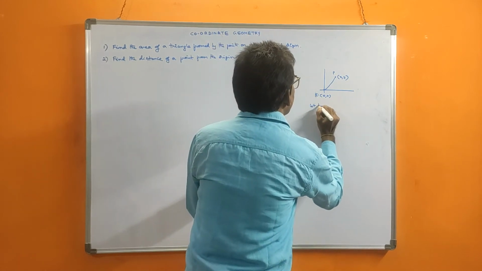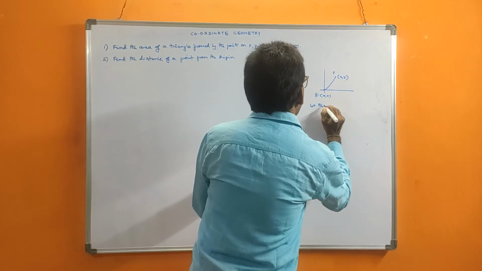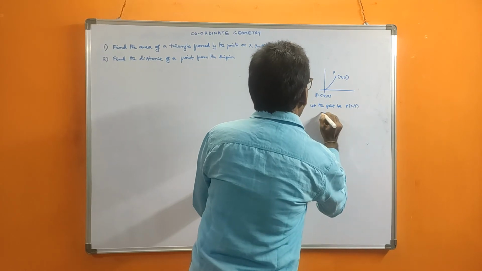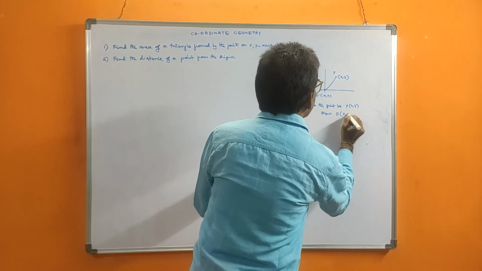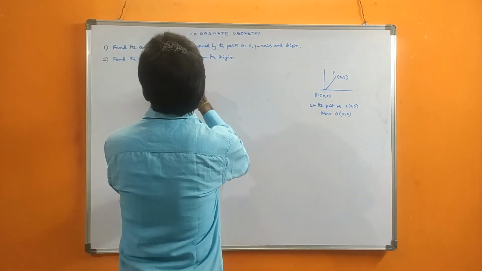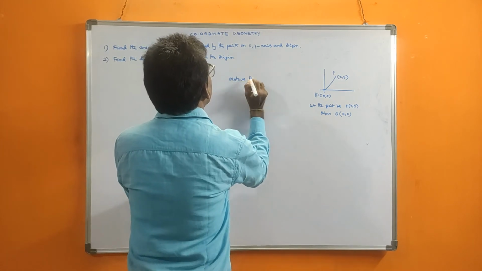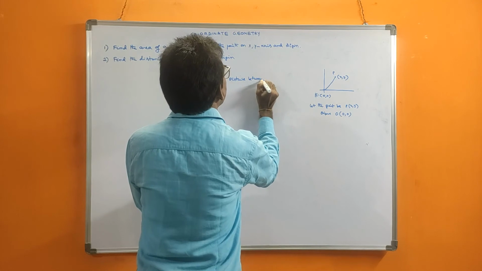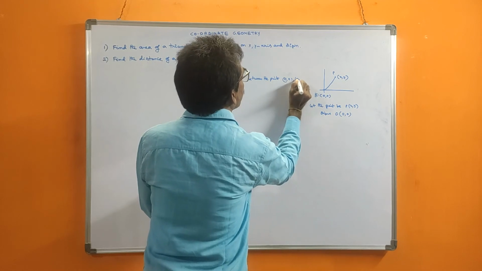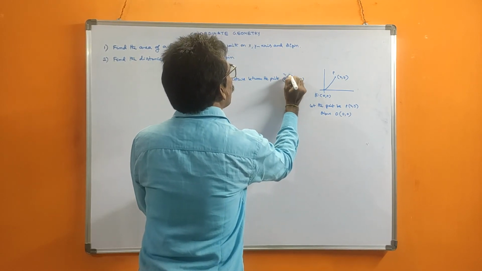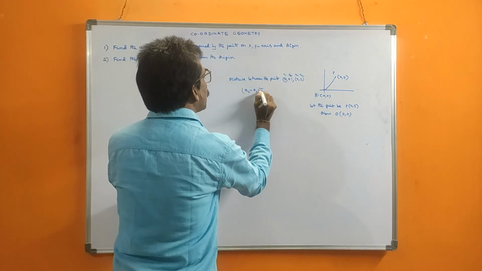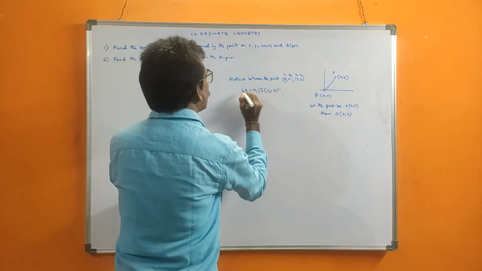Let the point be P x comma y. Origin O is 0, 0 we know. Therefore distance between, distance or length only asked. Find the distance between the points. Which points? 0, 0 and x comma y. So x1 y1 x2 y2 take. Distance between 2 points formula you know, root of x2 minus x1 whole square plus y2 minus y1 whole square.